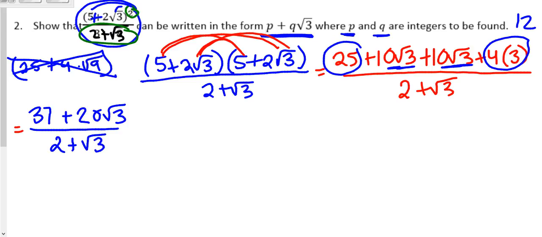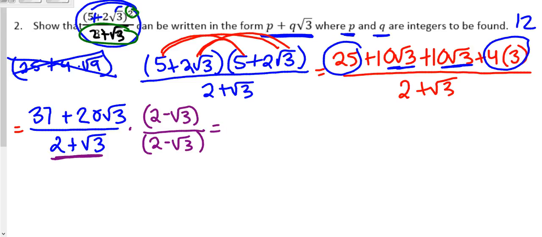Now the only thing left to do is multiply by the conjugate, the top and the bottom of this equation. The conjugate of 2 plus the square root of 3 is 2 minus the square root of 3, and 2 minus the square root of 3. So, 2 terms on the bottom, we have to FOIL. 2 terms on the top, we have to FOIL. So we need to make sure that we are distributing everything.